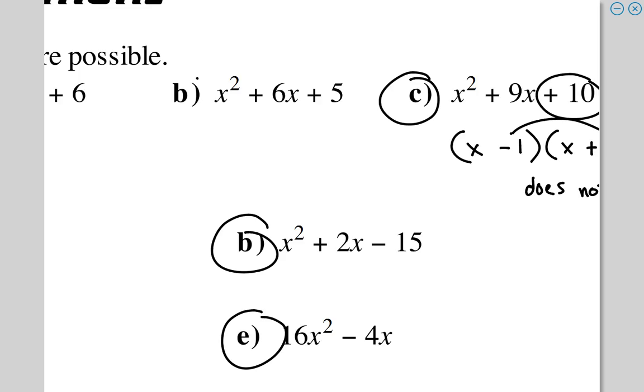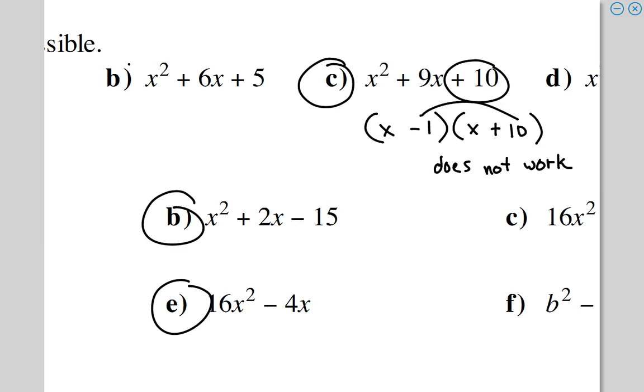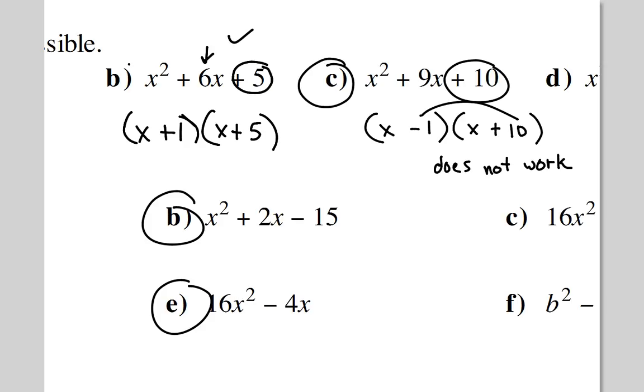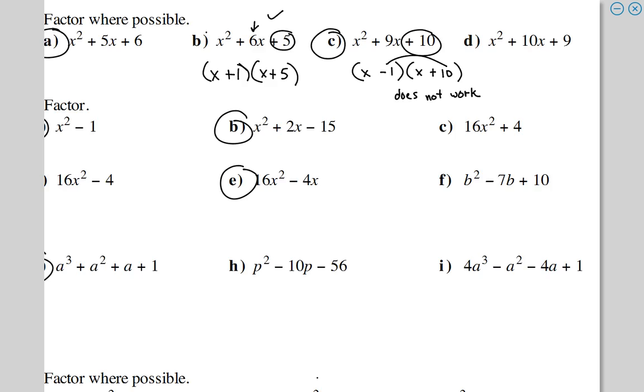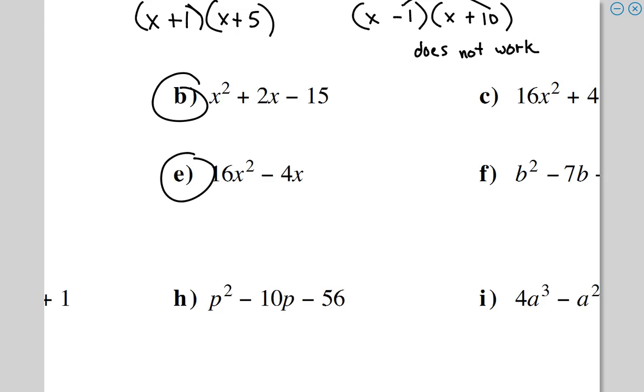How about for part B? What would you write? Bracket, bracket, x, and then for B? 1 and 5. Because those are the only things that multiply to 5. And then those would add up to 6, so you'd be good. So that one's good. Okay, what about in 2e?